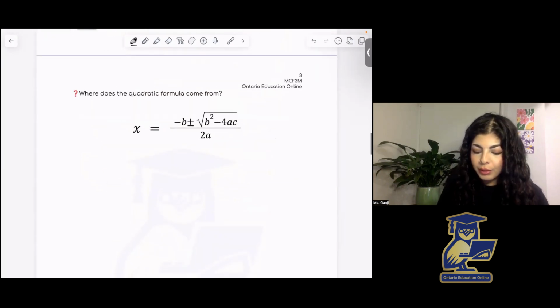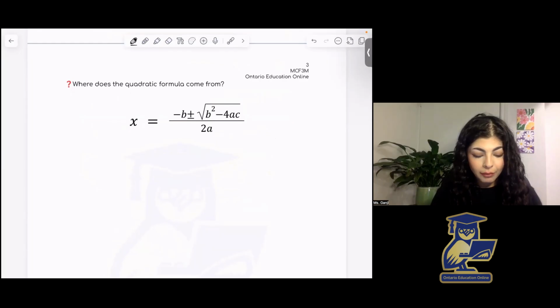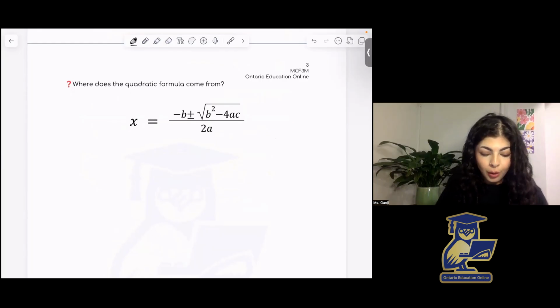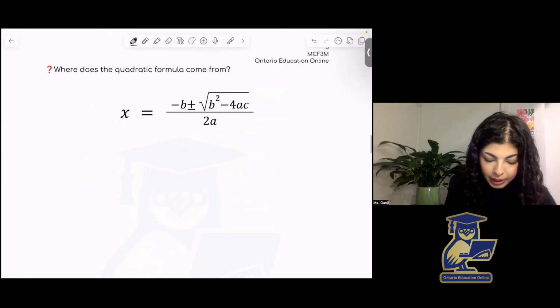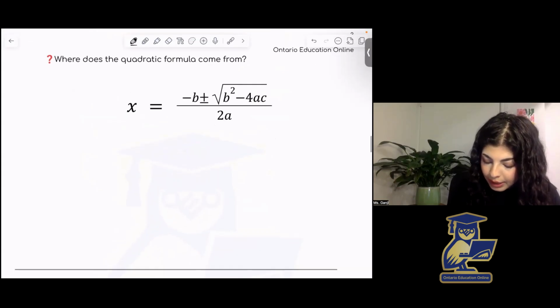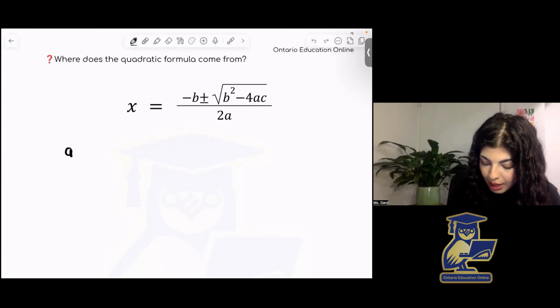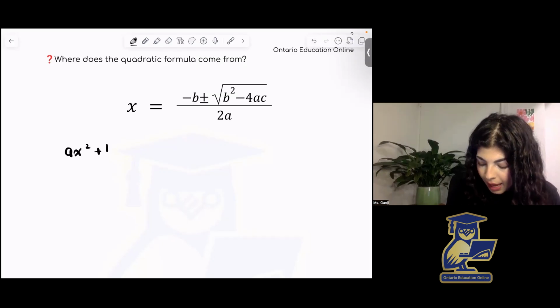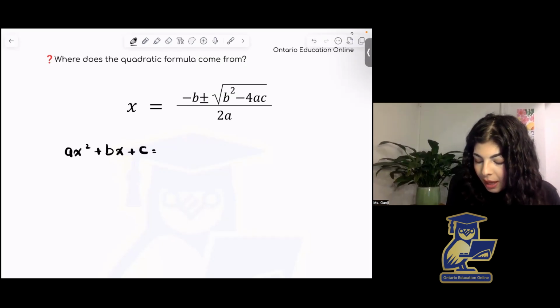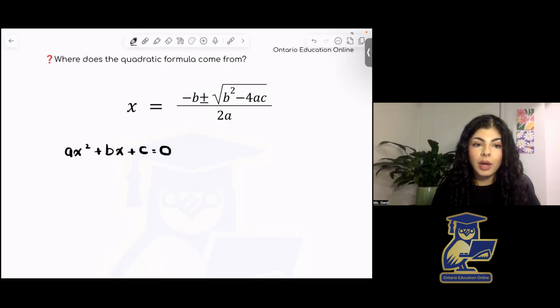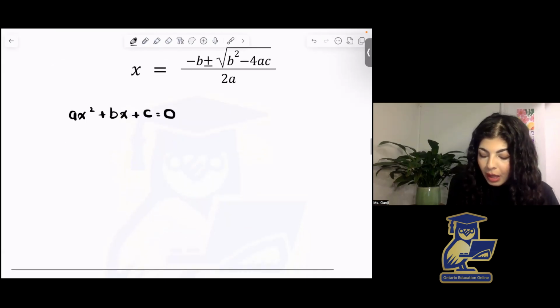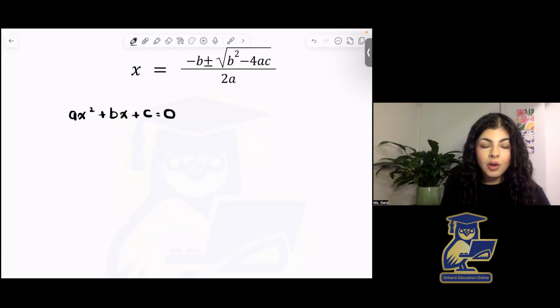So now we're going to look at where does the quadratic formula come from. So remember, we want to start with our equation in standard form. So we have ax squared plus bx plus c. And the quadratic formula helps us find solutions to the function when it is equal to 0. So had I not had this formula and I wanted to just solve for x myself, that is pretty much what I'm going to be doing.